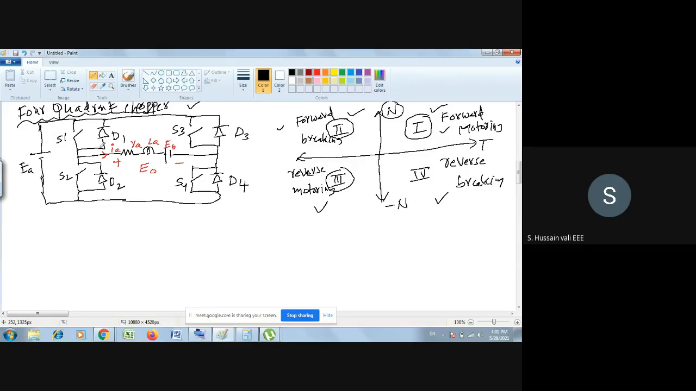Now, with the help of this four quadrant chopper, we can run this motor in all the four quadrants. That's the advantage of the four quadrant chopper. Now we'll show you the four quadrant chopper. I will tell you which switches will turn on for which quadrant. Take first the first quadrant.